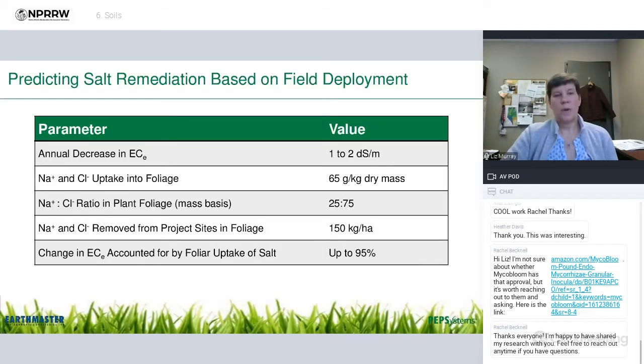So that's what we know about salt remediation with our system now. We know we can decrease ECs 1 to 2 decisiemens per meter. That we can take up sodium and chloride to an amount of 150 kilograms per kilogram. And we also know that that is fixed per gram dry mass of the plant, and it is plant specific.